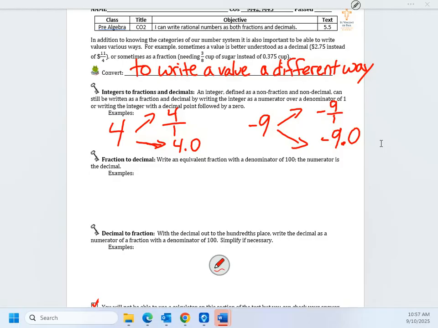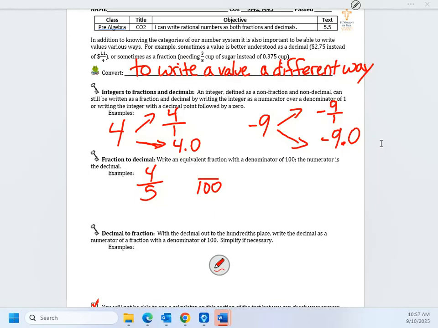All right, now we want to go from a fraction to a decimal. We're going to write an equivalent fraction with a denominator of 100, and the numerator is the decimal. So our example is if our fraction is 4/5. I say I want to write an equivalent fraction with a denominator of 100. So I want my denominator to be 100. How did I go from 5 to 100?